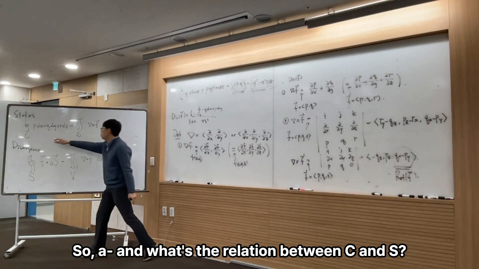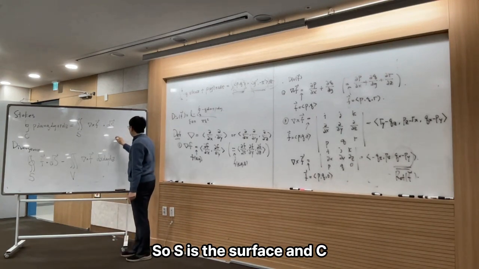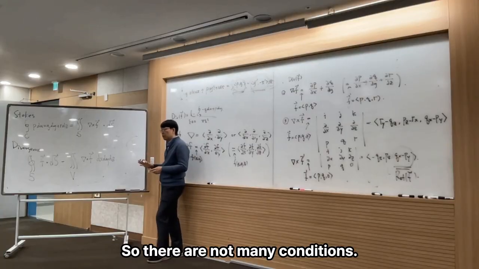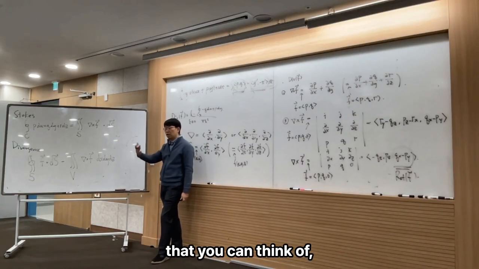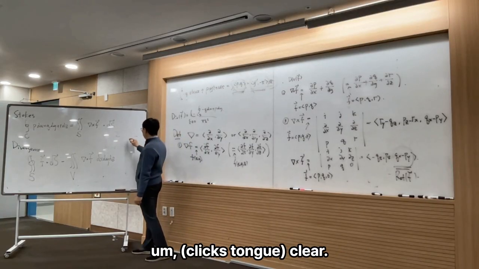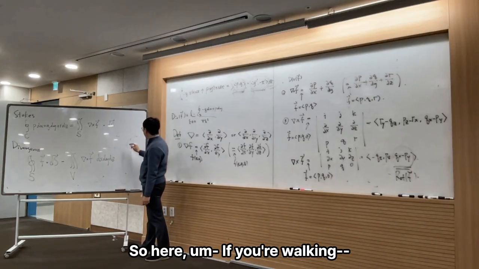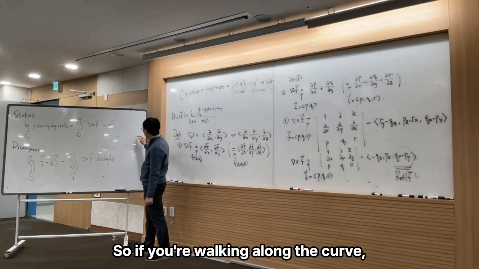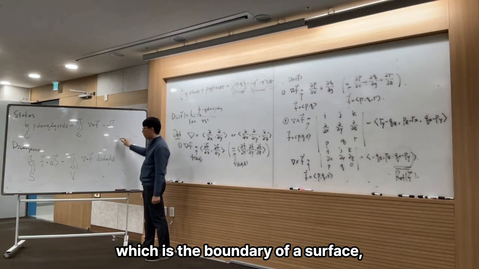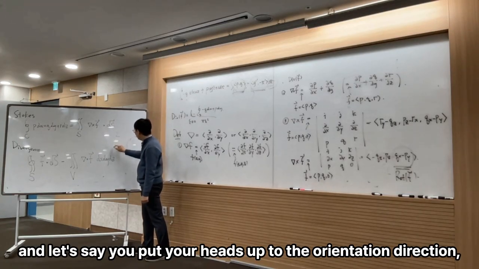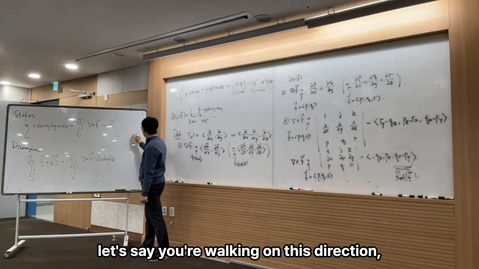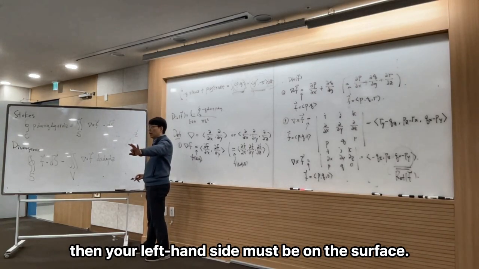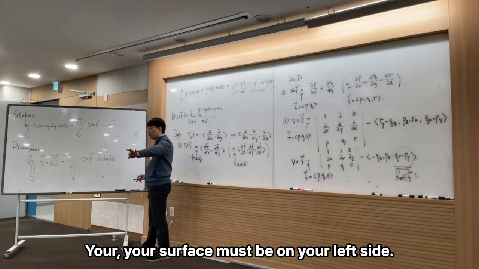What's the relation between C and S? S is the surface and C is the boundary of that surface. There are not many conditions. You just write down every condition that you can think of, then you will see that it's clear. So let's talk about the orientation. If you're walking along the curve, which is the boundary of a surface, and you put your head up in the orientation direction, let's say you're walking in this direction, then your surface must be on your left side.